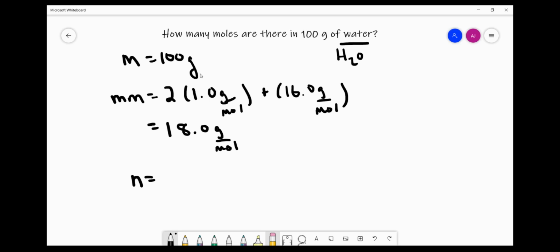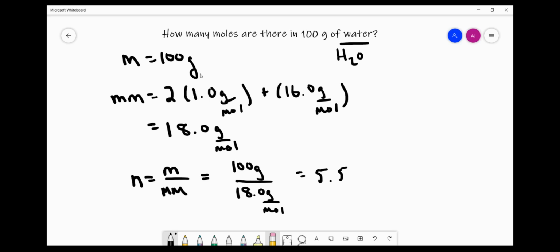And now I can use my equation, which converts mass to moles. 100 grams divided by 18.0 grams per mole. So we have 5.56 moles.